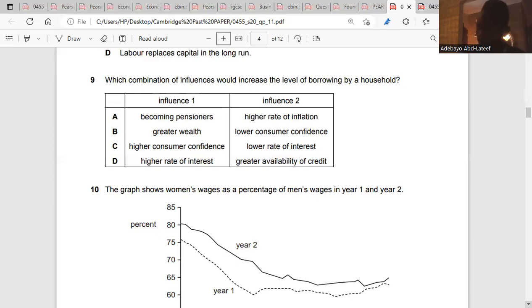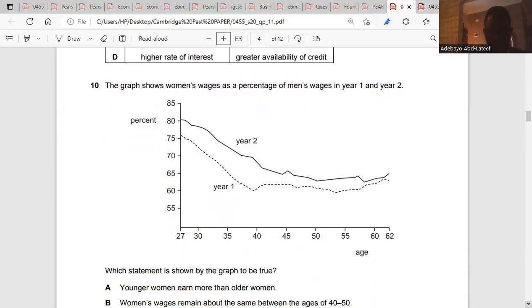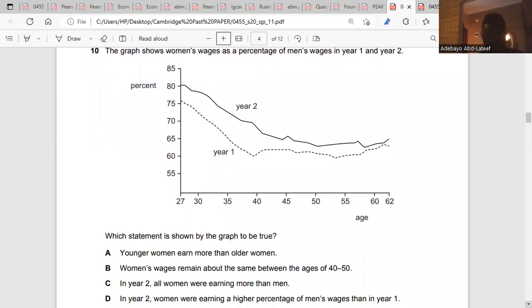Question 10. The graph shows women's wages as a percentage of men's wages in year 1 and year 2. Which statement is shown by the graph to be true? So based on this graph, in year 2, women's earnings become higher, but it doesn't state that they were earning more than men. What we can say is that in year 2, women were earning a higher percentage of men's wages than in year 1. Is it clear?